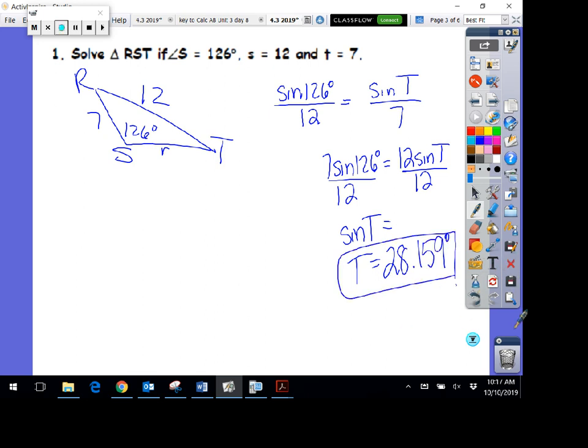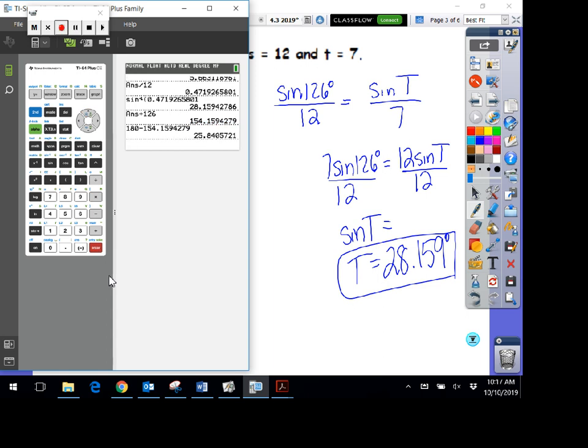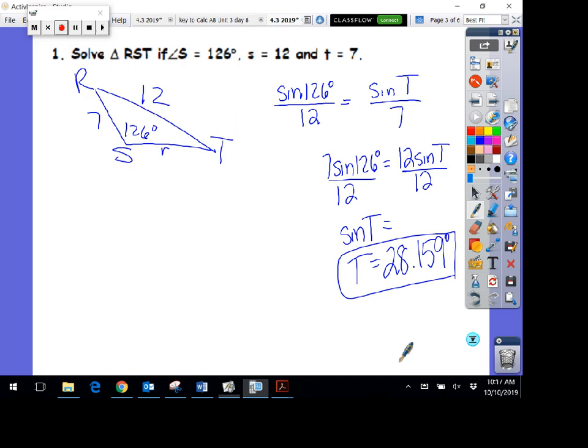there's one part. It gave us 3, so there were 3 parts missing, so we have to find the other parts. Now, we have another angle that was given, so if we add 126 to that number and subtract that from 180, we get our other angle, 25.841. So there's another part. So now all we have left to do is find side R.